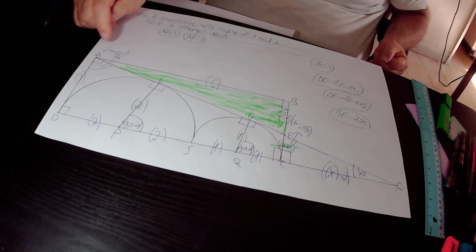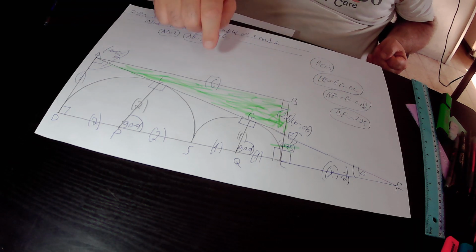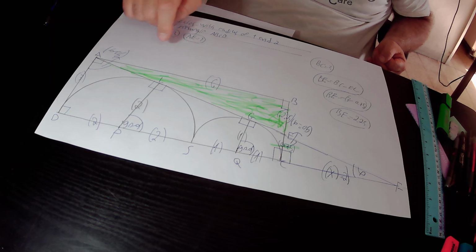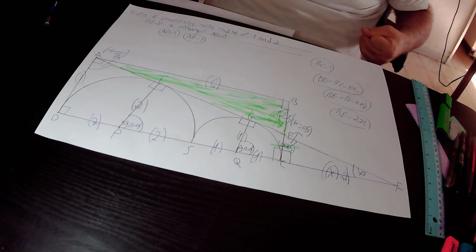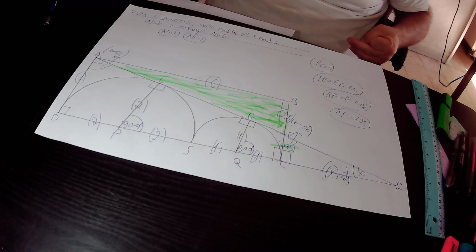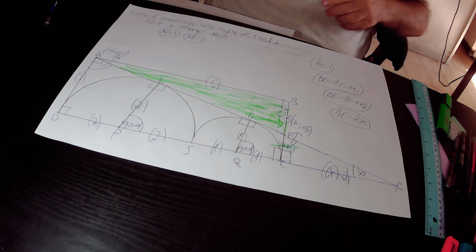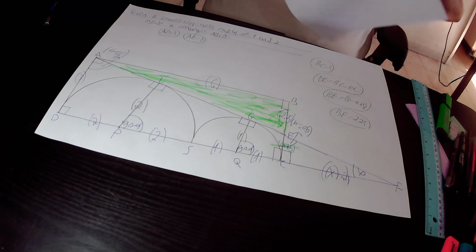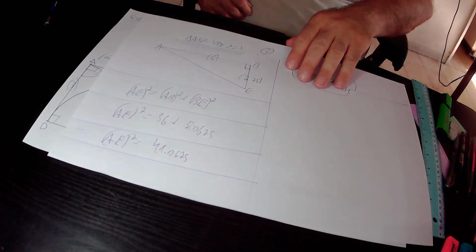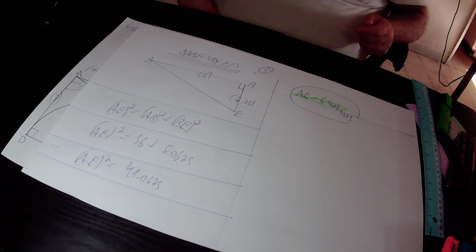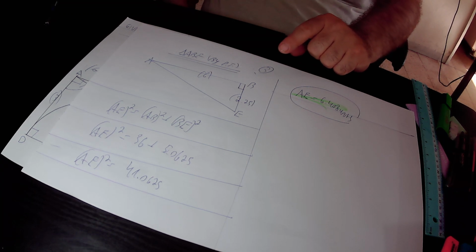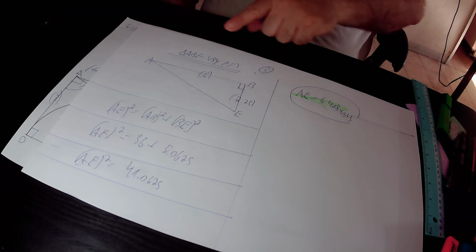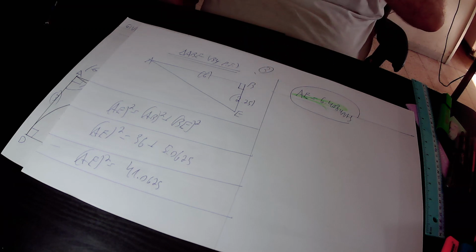In the next step, I copied the right green triangle ABE onto a new page and applied the Pythagorean theorem to this green right triangle ABE. According to the Pythagorean theorem, in any right triangle, the square of the hypotenuse equals the sum of the squares of the perpendicular sides. So this is the right triangle ABE that I copied from the original drawing.